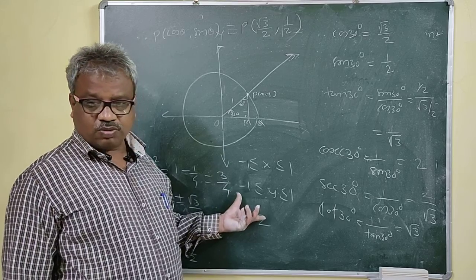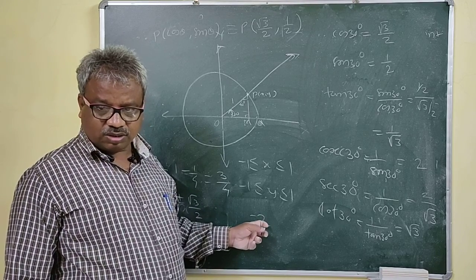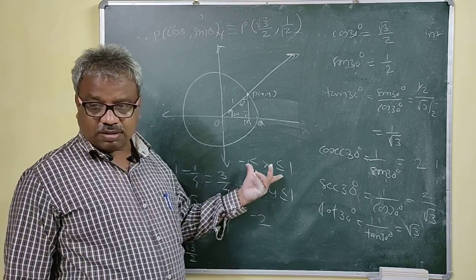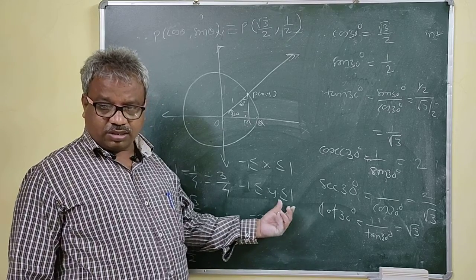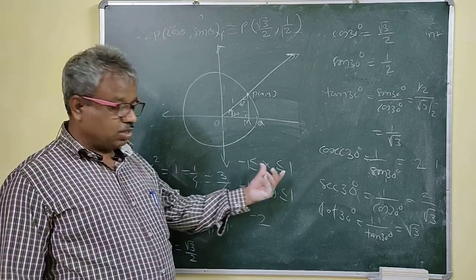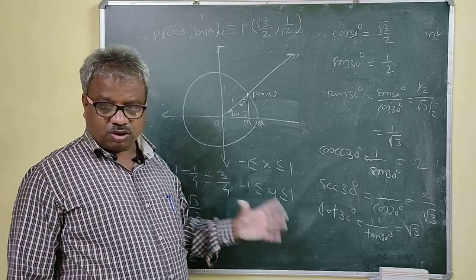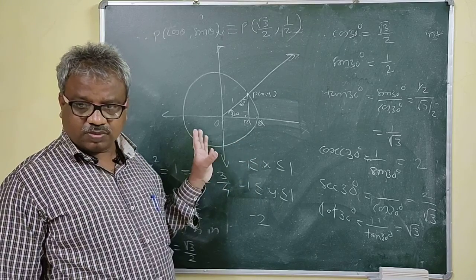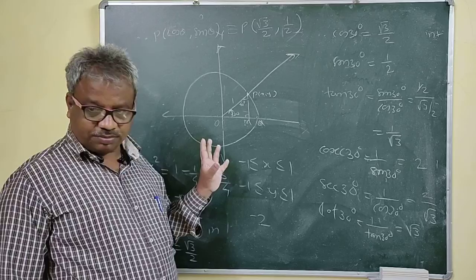So why is it greater than 1? Why is it less than minus 1? It is always greater than minus 1. So your answer should be greater than minus 1 and less than 1. If you get an answer outside this, you are wrong somewhere. So in the calculation you made some mistake, and you have to check where and correct it.